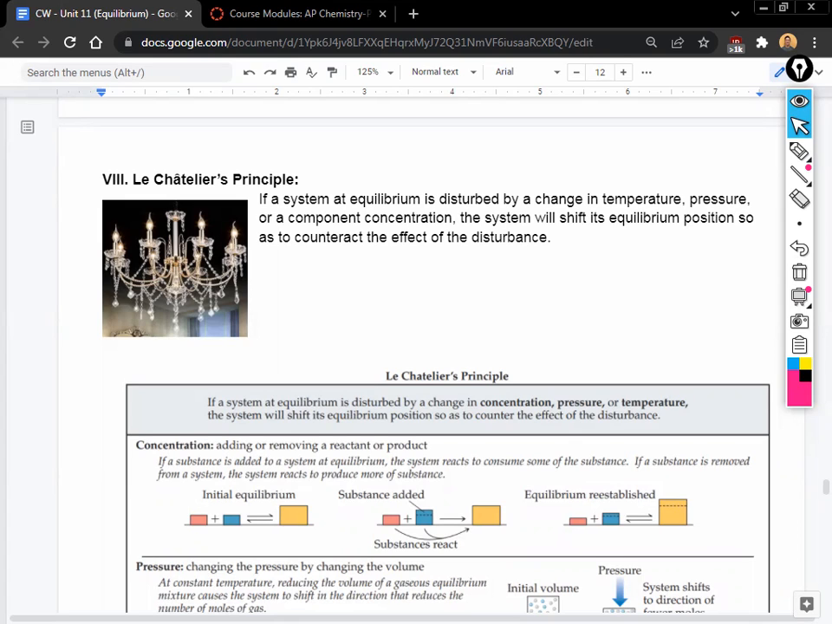Anyway, Le Chatelier's principle, the chandelier principle, basically tells us if there is a change in temperature, pressure, or concentration, the system will shift its equilibrium. So equilibrium changes if temperature, pressure, and concentration change. That's basically what it's telling us. So if you change the temperature, the pressure, or the concentration of something, the equilibrium will also shift.